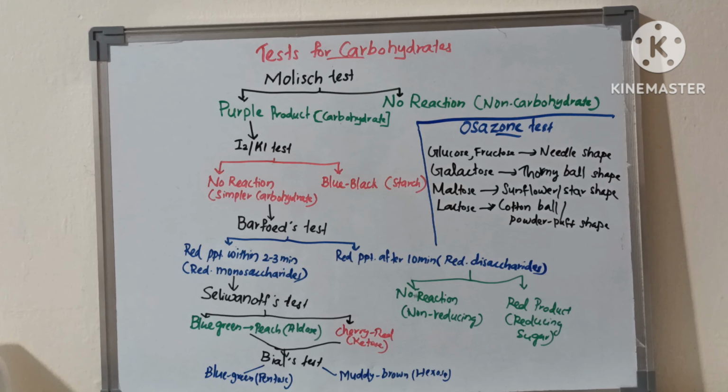These are the examples of crystals which are formed in Osazone test. For example, for glucose and fructose, needle-shaped crystals. Galactose, thorny ball-shaped crystals. For maltose, sunflower or star-shaped crystals. For lactose, cotton ball or powder puff-shaped crystals. So this is Osazone test.